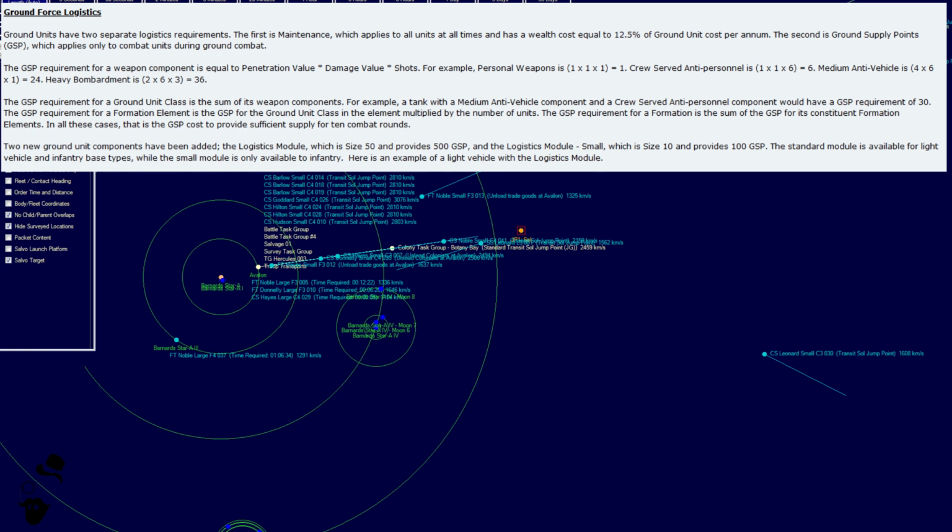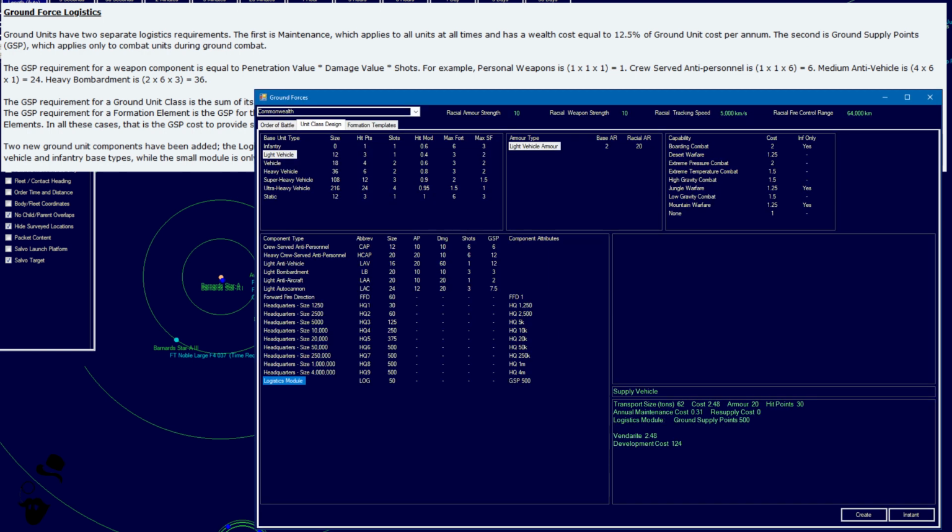Two new ground unit components have been added. The logistics module, which is size 50 and provides 500 GSP, and the logistics module small, which is size 10 and provides 100 GSP. The standard module is available for light vehicle and infantry base types, while the small module is only available to infantry. Here is an example of a light vehicle with the logistics module.